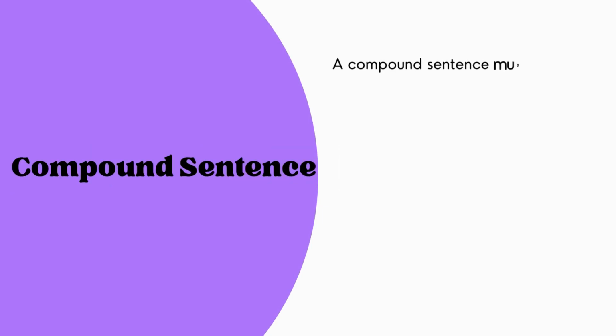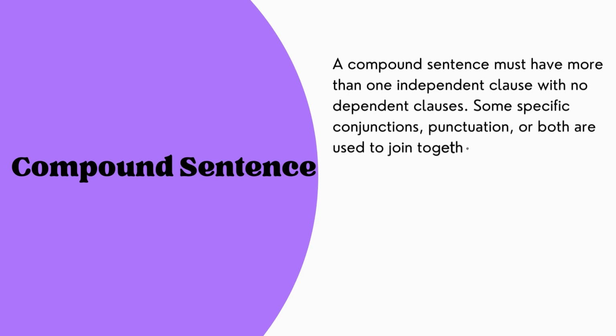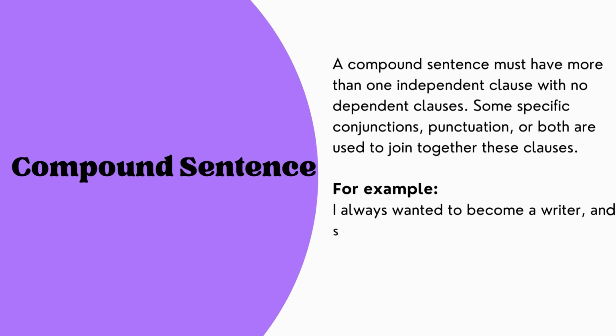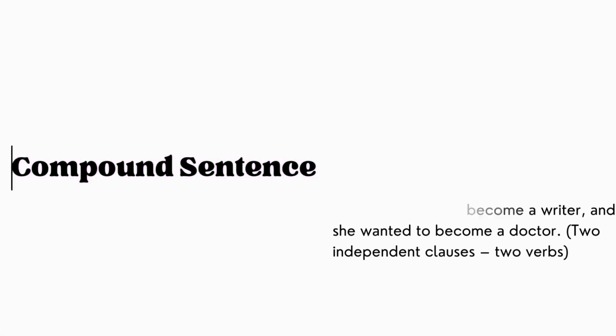Compound sentence. A compound sentence must have more than one independent clause with no dependent clauses. Some specific conjunctions, punctuation, or both are used to join together these clauses. For example, I always wanted to become a writer, and she wanted to become a doctor. Two independent clauses, two verbs.